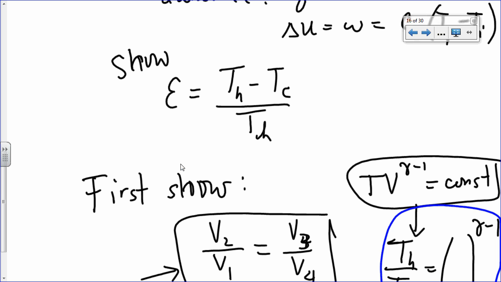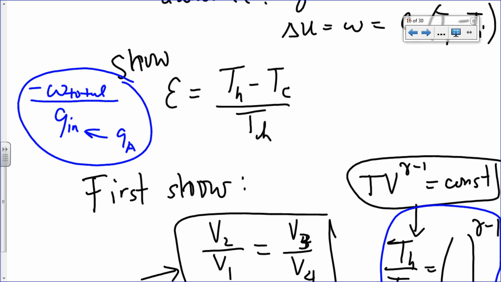And remember, what was the formula for efficiency? That was total W, right? Divided by Q in, which is Q for process A. This Q in is Q sub A. And we should be able to show by doing this that you'll get T hot minus T cold over T hot. That's your efficiency.